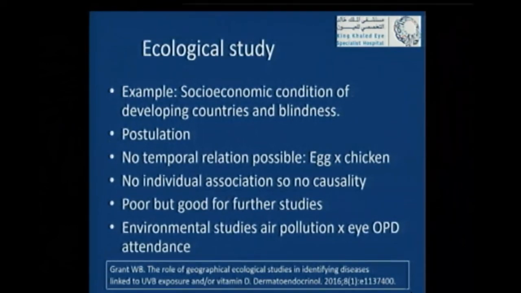But that does not mean that all rich country people are not blind and that in poor countries there are no sighted people. In the sense, there is no one-to-one association. This is a group which we are trying to correlate, and that's why it gives a poor hypothesis rather than strong evidence. But an ecological study has its own value for studying the effect of environment and pollution, because it affects a group of people.